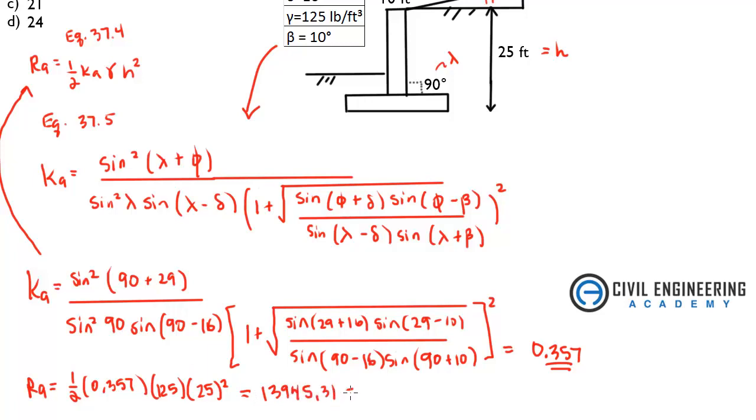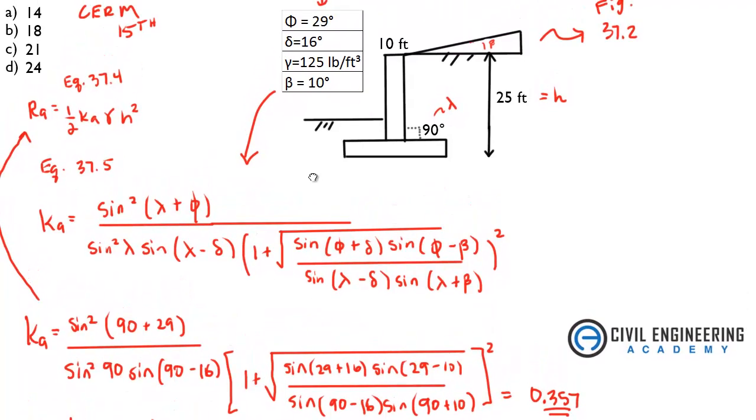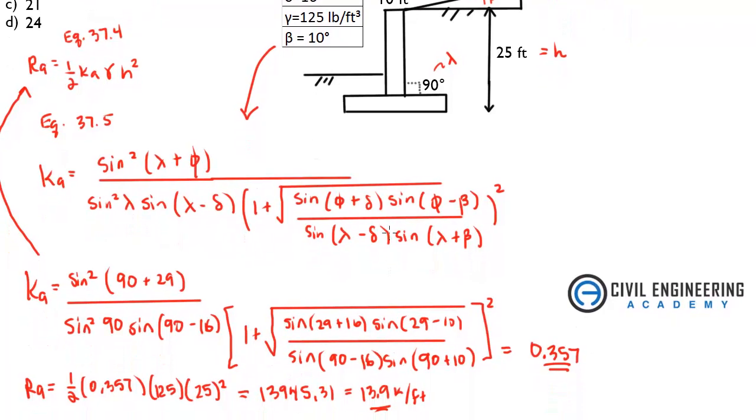I get an answer here of 13,945.31, and of course that is in pounds per foot. We need kips per foot, and we're looking at basically 1 foot of wall, so that's why it's per foot. So that's basically 13.9 kips per foot. That is our answer. If we go back up and look at the answer selections, A is 14, and our answer was 13.9. So the answer to this one is A.